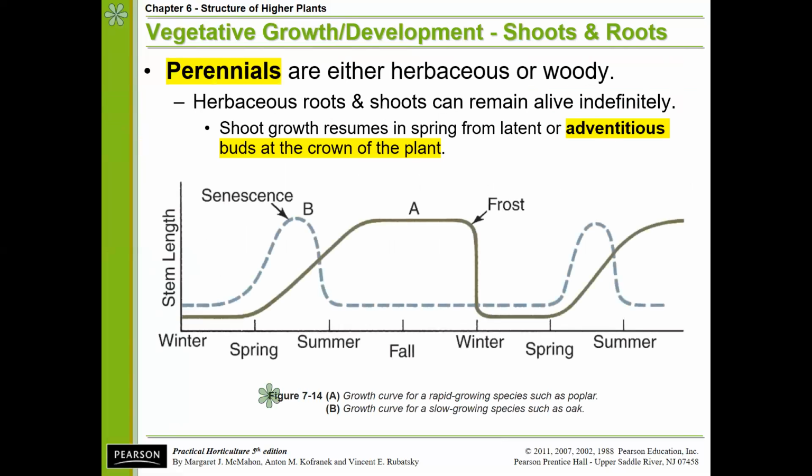Then we have perennials, of course, which can remain alive for long periods of time. I say indefinitely, but really, all plants have a life cycle. They're going to die at some point, a lifespan, I should say. And in the perennials, they have kind of adventitious buds at the crown of the plant that are important for the expansion of the plant.